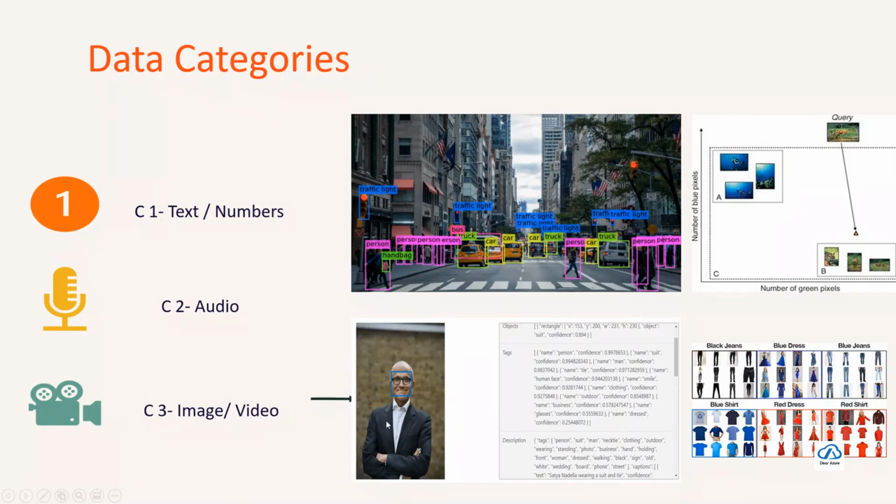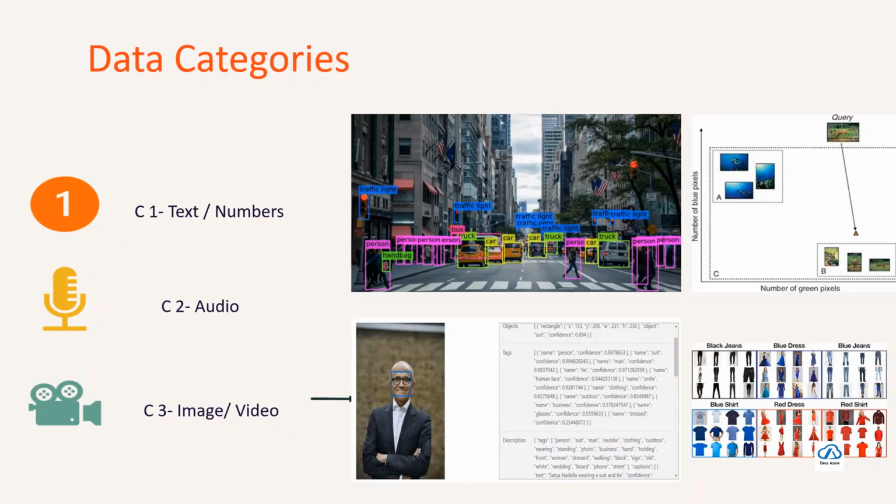You can see all of those, like object detection, facial recognition, image search, and image classification, falling under this category. So these are the three types of data category and the machine learning models that you will see in your exam.